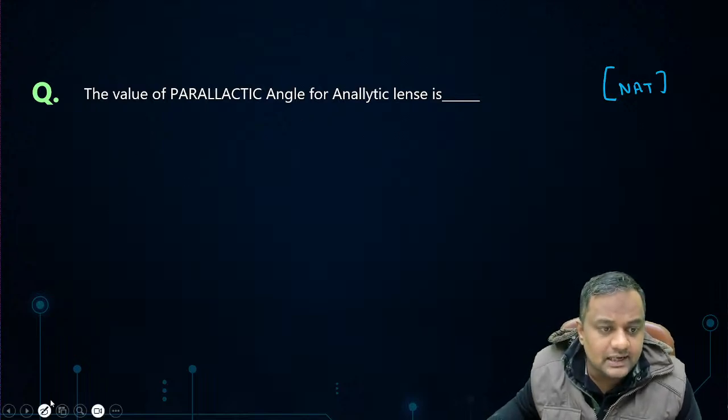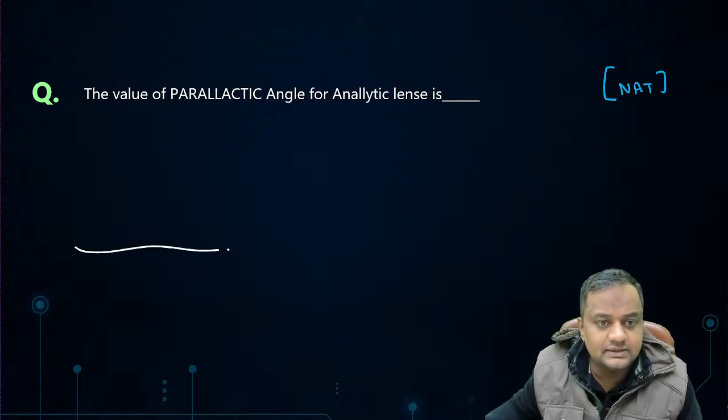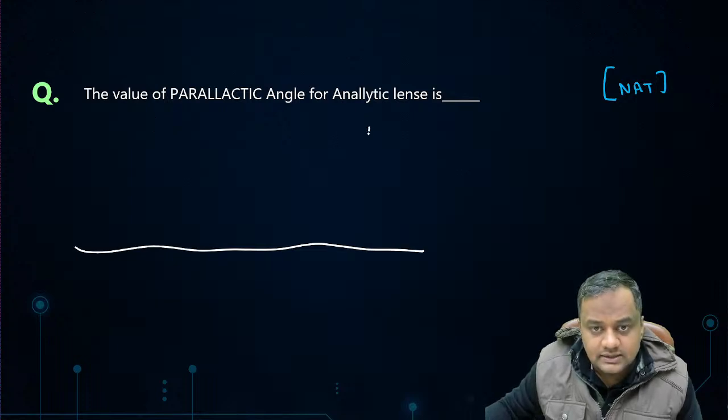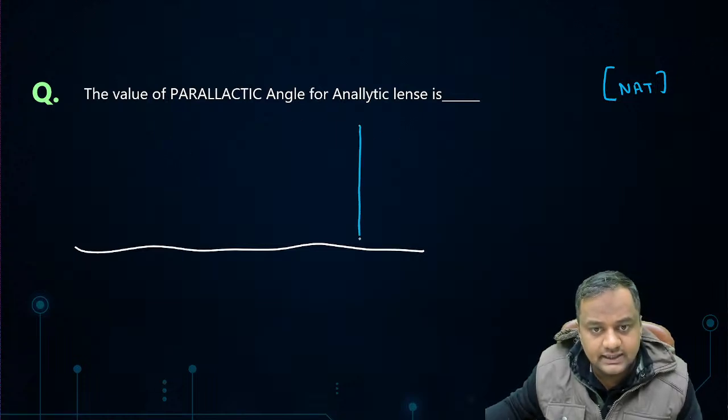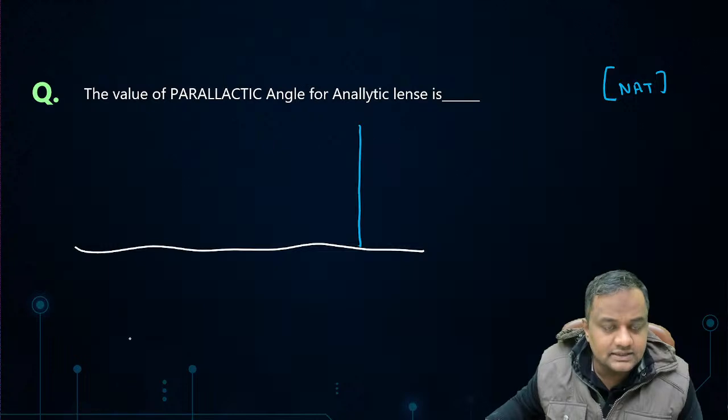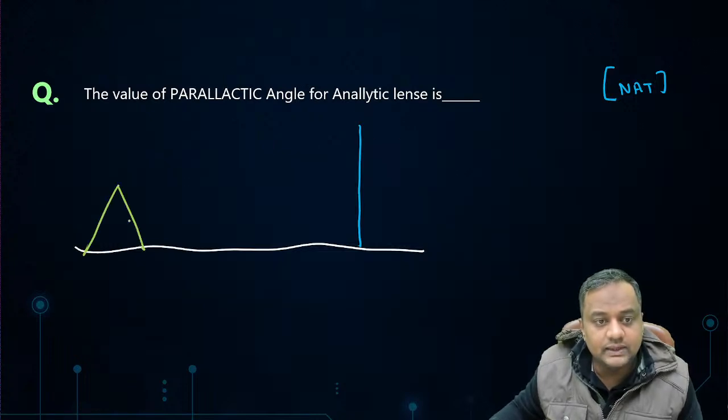First of all, what is the parallactic angle? Let this be the ground. This is the star. Let me make the star a different color. Let this blue color be a vertical staff. Let this green color be your tachometer.